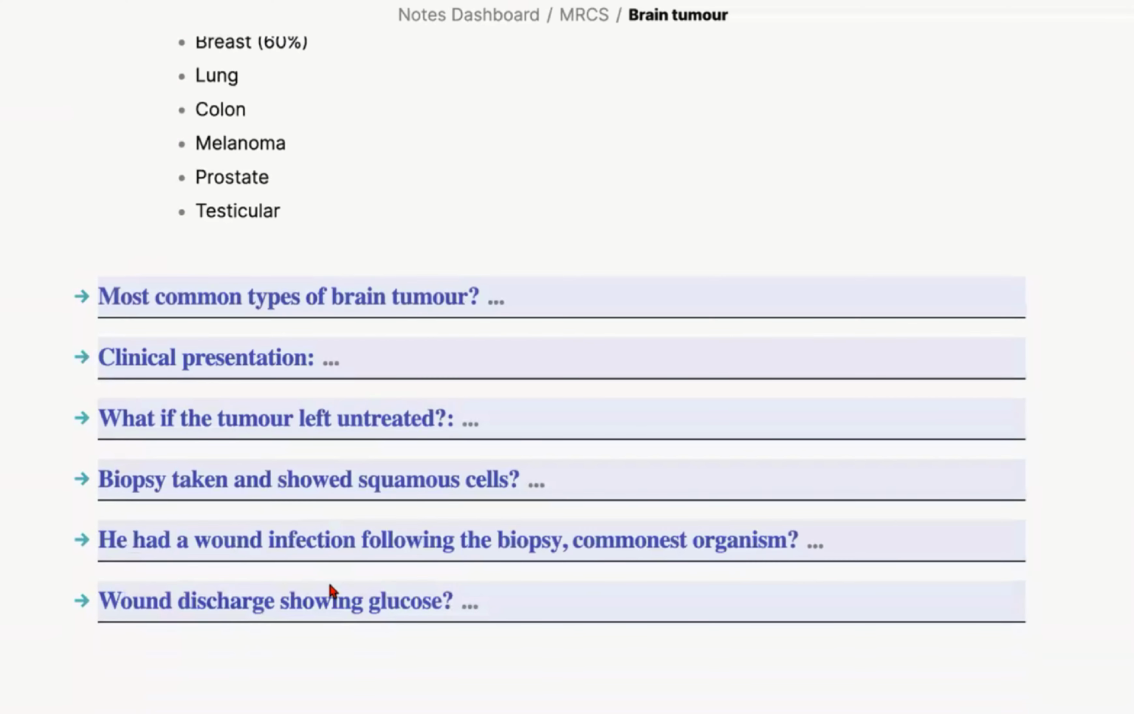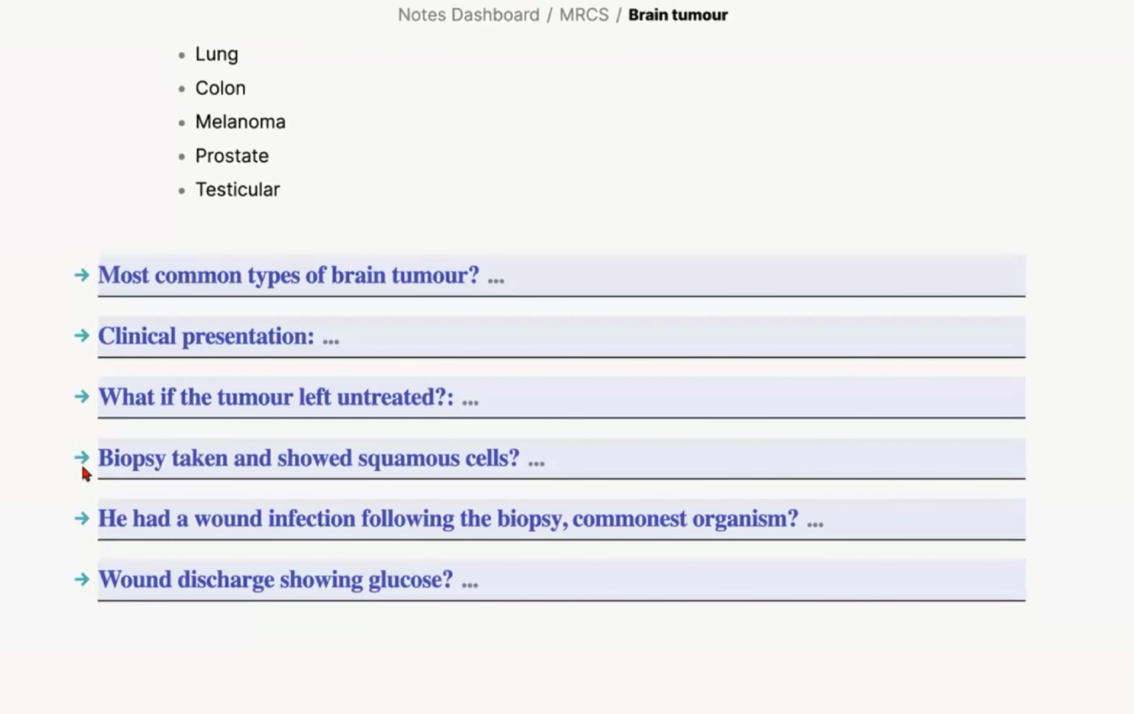Okay, what if you left this tumor untreated? If the tumor is left untreated, the tumor will herniate and compress the brainstem, compressing the respiratory center, leading to... How would the tumor herniate? It would herniate through the tentorium.